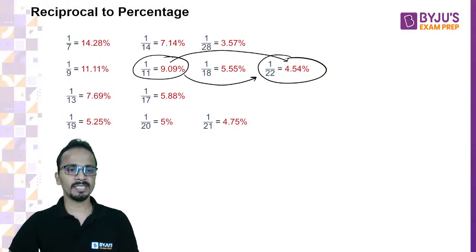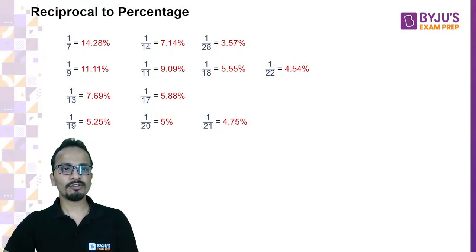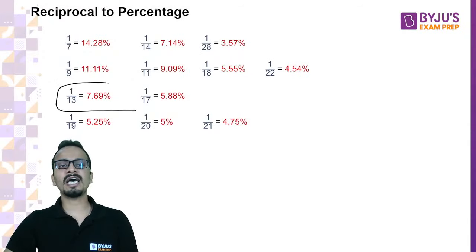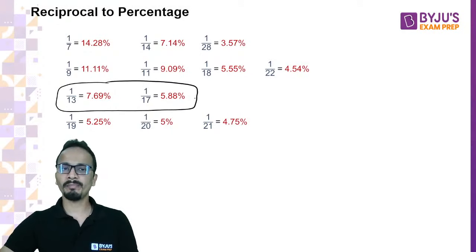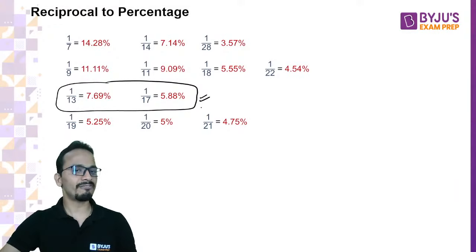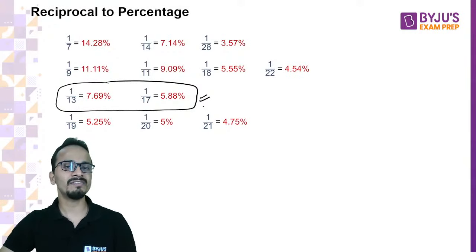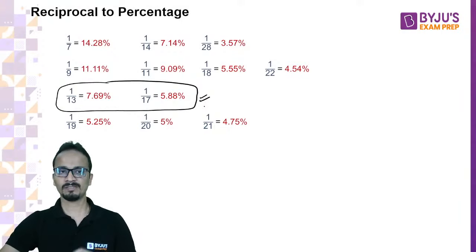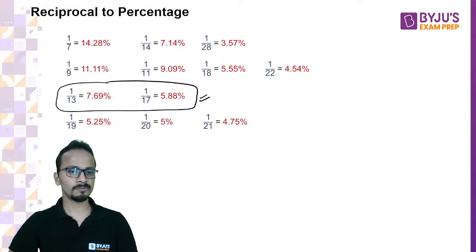Right. Now moving on to the next set of values. Again, 1 by 13 and 1 by 17. We need to remember these values. So 1 by 13 is 7.69 and 1 by 17 is 5.88. Try to remember these values.